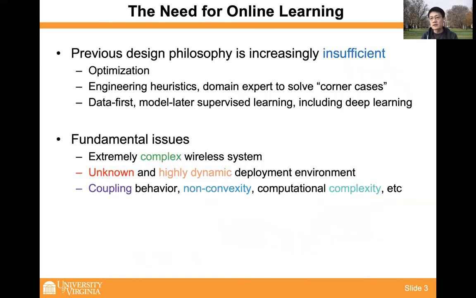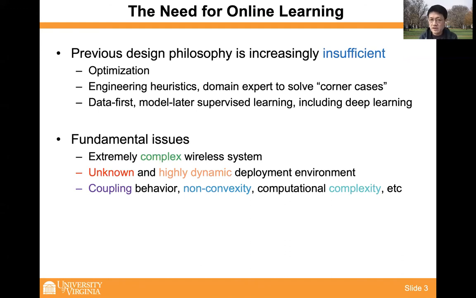Okay, so the need for online learning. Again, to understand why we need online learning, we have to go back to what the previous design really does. Previous design philosophies are becoming increasingly insufficient. Again, we have relied significantly on optimization methods, and solving such optimization problems has made significant progress in terms of the theory and applications on the optimization side. And as a consequence, engineers can rely on those methods to optimize their system.